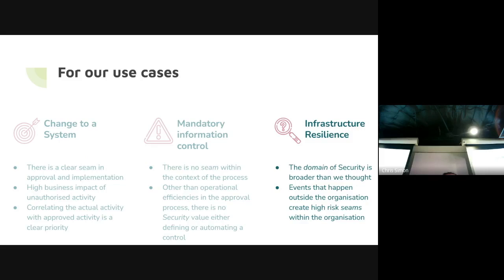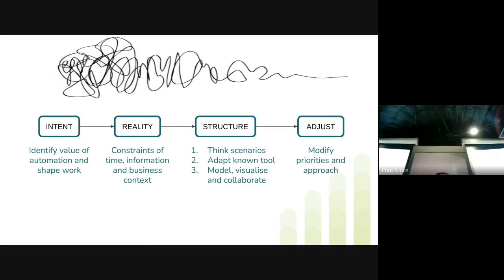And then infrastructure resilience, more than just reinforcing the value of automating controls around it, it really opened up conversations around what is our domain and what are we really up against. If you were to go back to the intent, reality, structure, adjust framework, we had the intent to identify value of automation and shape the work. The reality that we were working with is a constraint of time, information, and the business knowledge. We did not have infinite time and infinite money to automate everything and solve all of the problems.